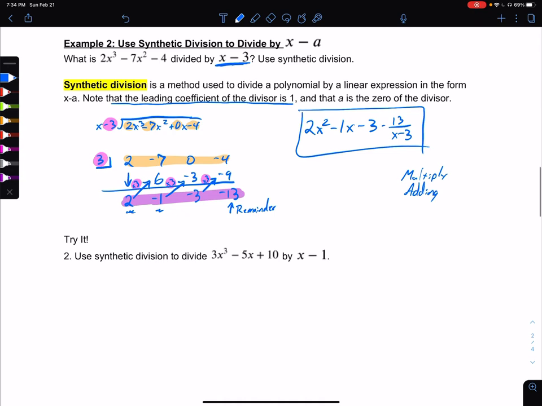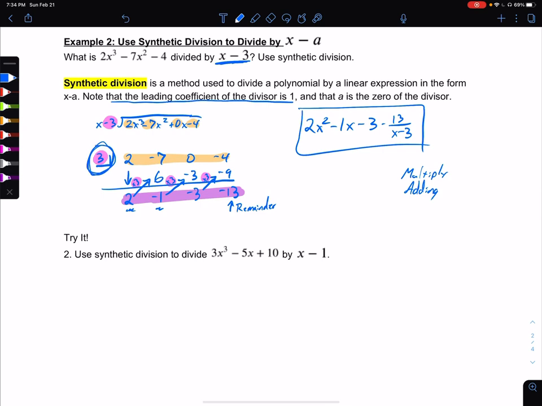You're always going to use this number on the outside to multiply. And what you have to make sure of is when you're going from your divisor to that single individual number, make sure you change the sign. Hopefully you like synthetic division a whole lot more than long division. Just remember that synthetic division can only be used if your divisor, that x term, has a leading coefficient of 1.